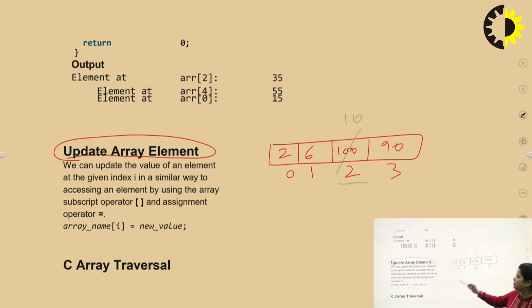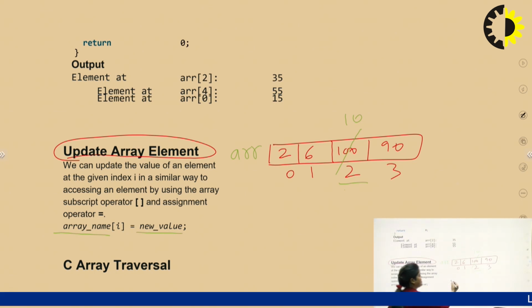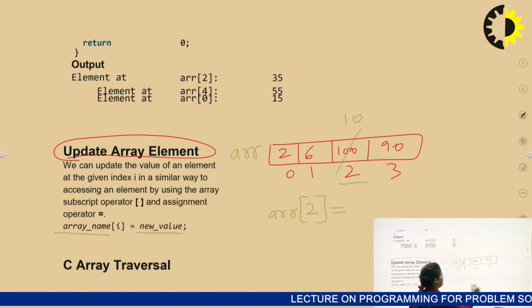In this case you will write, let's suppose this is the name of an array, the array name and the position, and you will assign the new value. How? Let's see. Let's suppose this is the name of an array. Then at the position, what is the position of this? 2, right? Now you want to update it with 10. What are you going to write? 10.